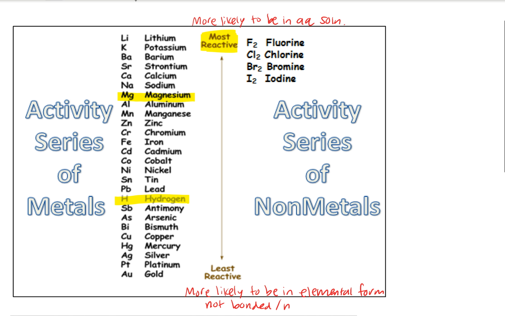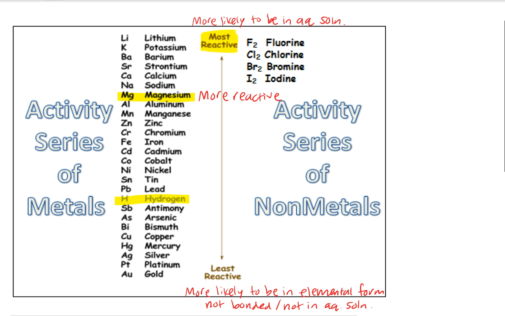Or in other words, not in aqueous solution. So looking here, magnesium is found higher on this list than the hydrogen. So that means magnesium is more reactive than the hydrogen. And so since it's more reactive, magnesium is more likely to be in aqueous solution than the hydrogen. So magnesium is capable of replacing the hydrogen in the aqueous solution.